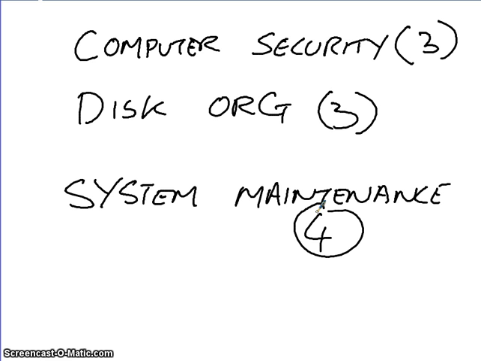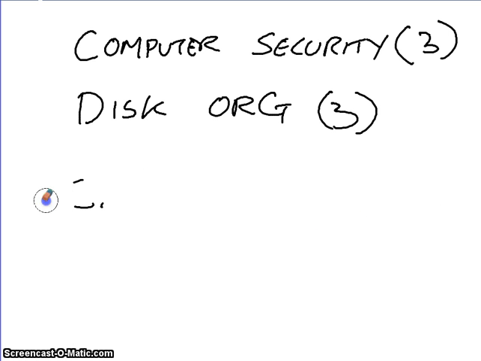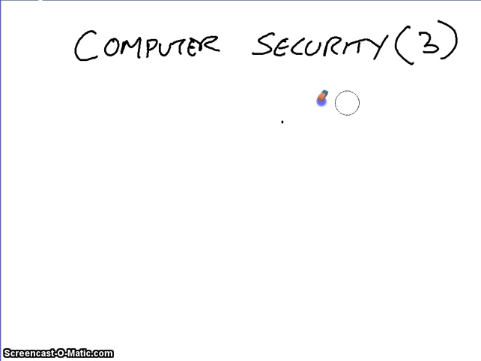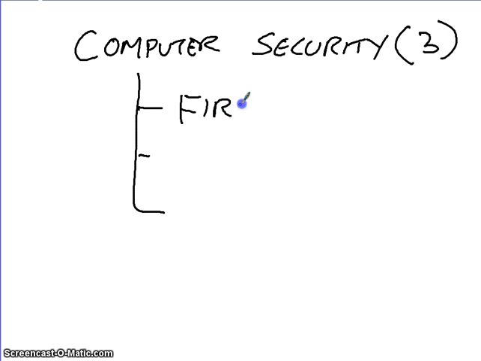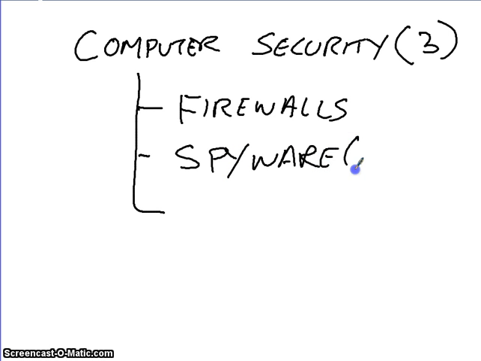Now, we're going to quickly go through each one of these and just explain what each of the different types of software under each category means. So, I'm just going to erase the other two, and we're just going to talk about the first one, which is computer security. Computer security has 3 types of software underneath it. We have firewalls, we have spyware or anti-spyware, let's not get confused, and we have antivirus.